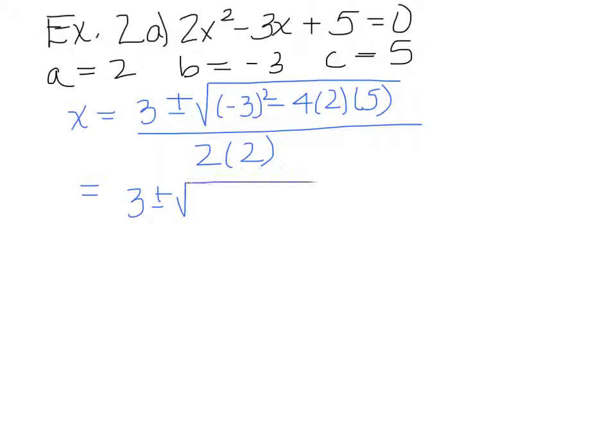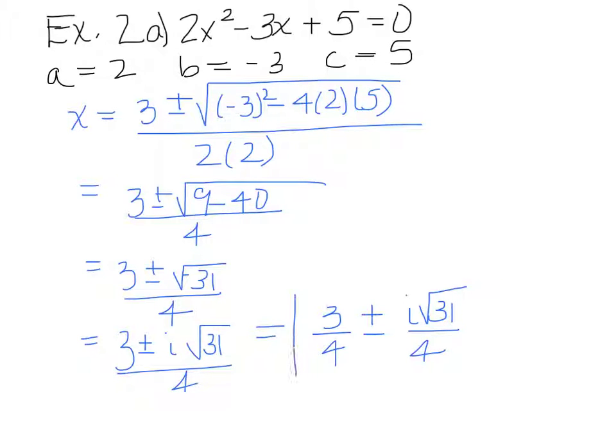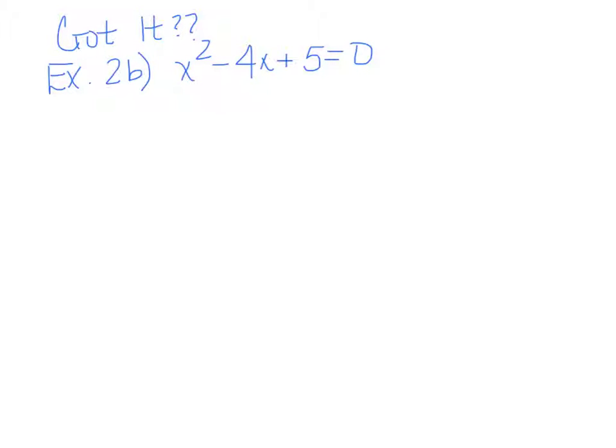So under the square root, I'm going to get 9 minus 40 over 4. That's going to give me negative 31. And I'll break that down to i square root of 31. And when you write your answer, you separate the real number and the imaginary. And there you have it. So I want you to try the next one. So try this problem and then check your answer after you're done.